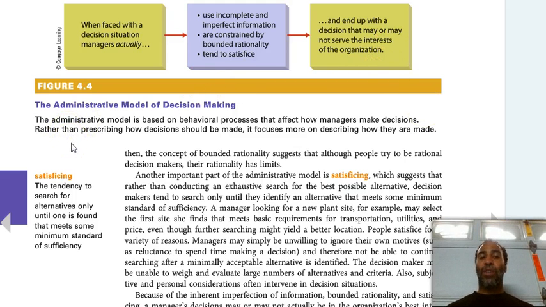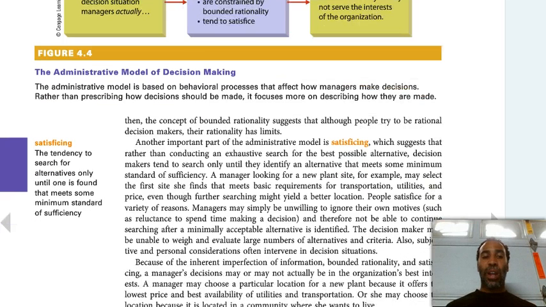So in this administrative model of decision making, the administrative model is based on behavioral processes that affect how managers make decisions. Rather than prescribing how decisions should be made, it focuses on describing how they are made, right? Not how they should be made, but how they are made. And we talked about satisficing, the tendency to search for alternatives only until one is found, right?